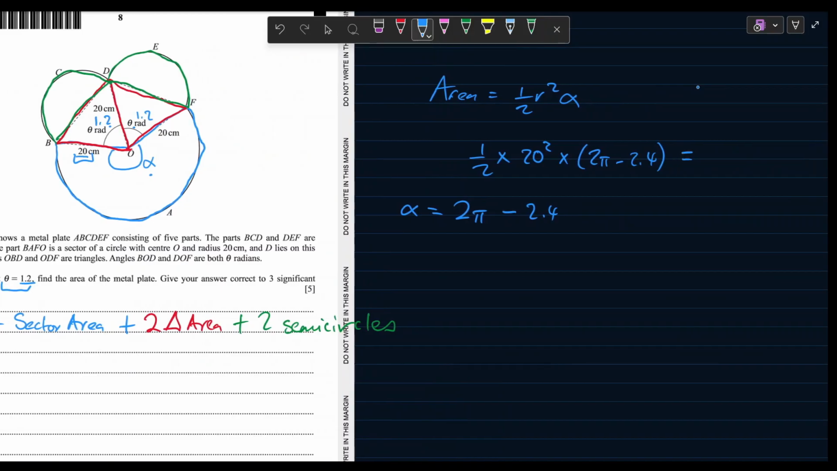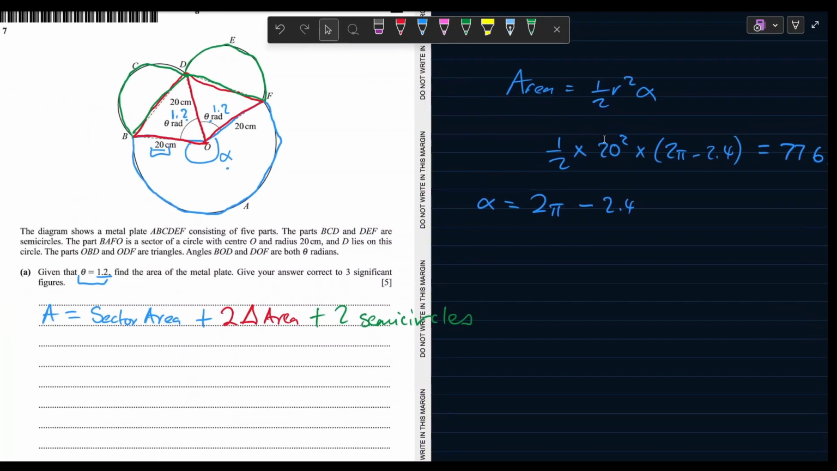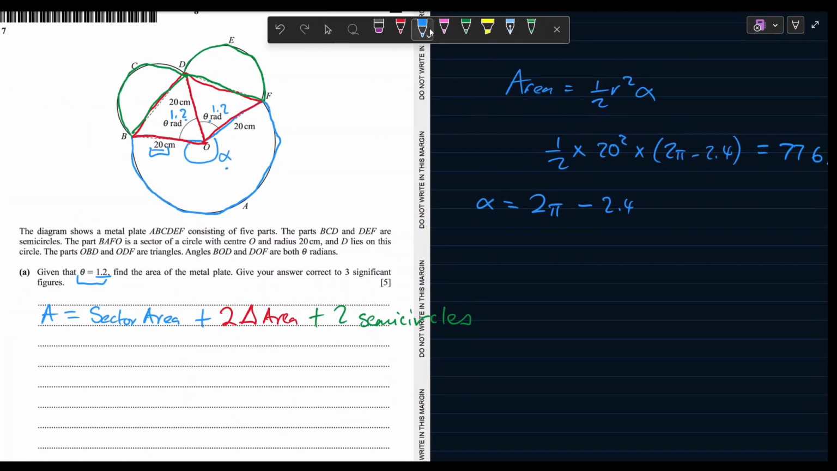So let's punch that into the calculator. That's 1 over 2 times 20 squared times 2 pi minus 2.4. And this gives us 776.6371. Okay. And then now we need to find the area of one of our triangles.